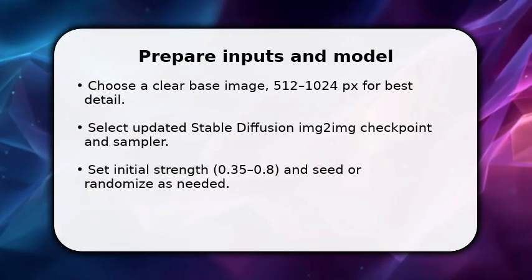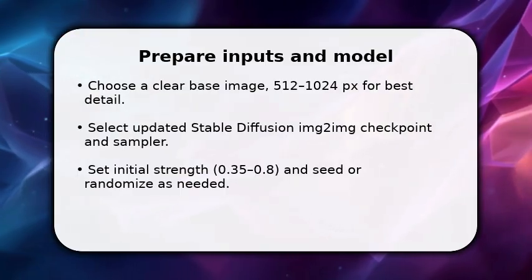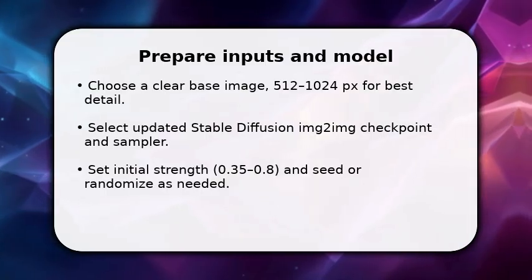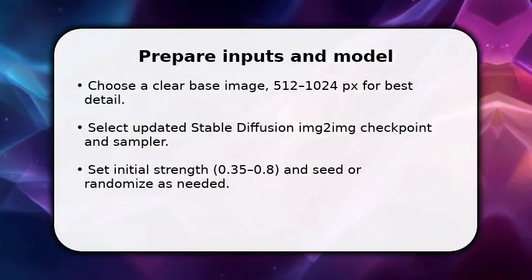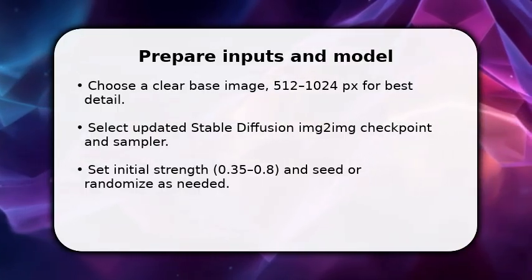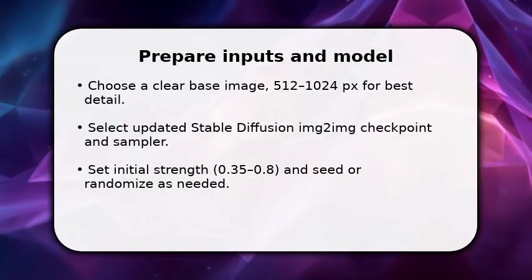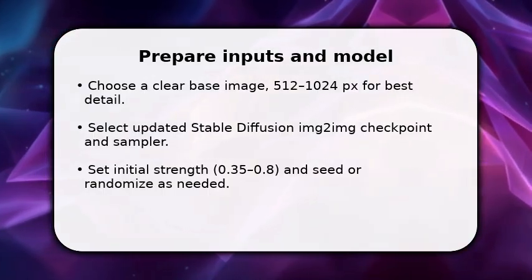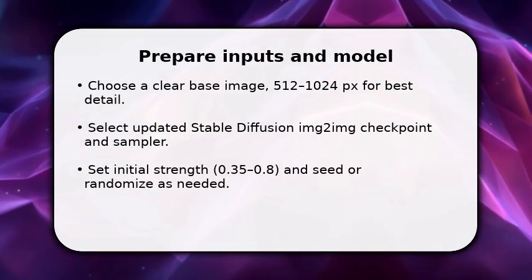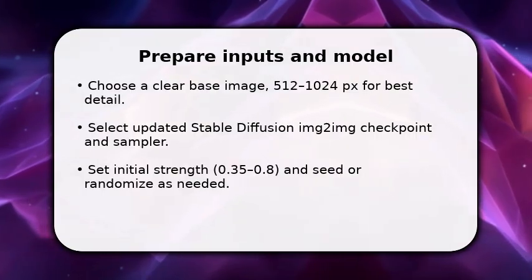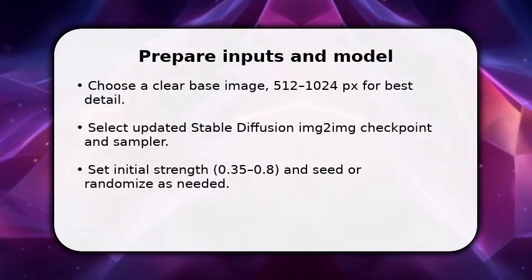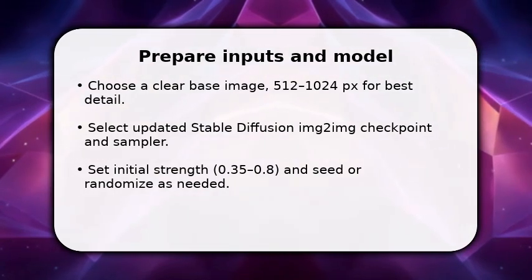You start by preparing the base image and model so you can iterate fast. Load your updated Stable Diffusion Img checkpoint, pick a compatible sampler, and set image size to 512/1024 pixels for consistent results. Once done, set an initial strength between 0.35 and 0.8 to control how much the model rewrites the image, and decide whether to use a fixed seed for reproducibility or a random seed for variety. Make sure your GPU VRAM supports the chosen size.